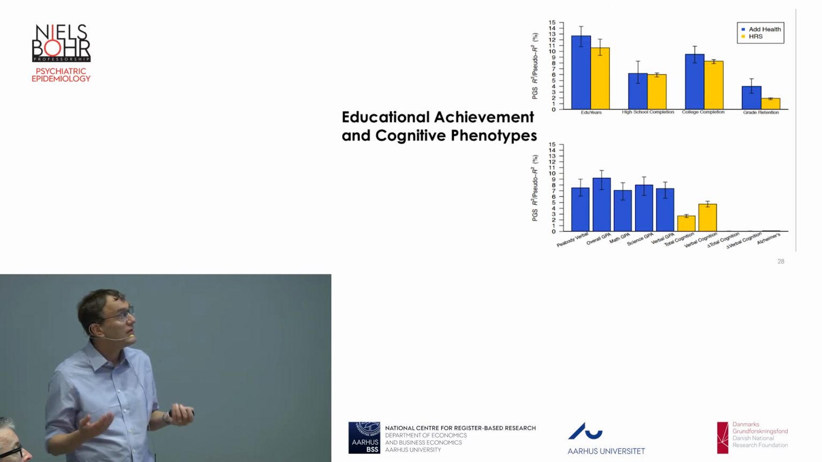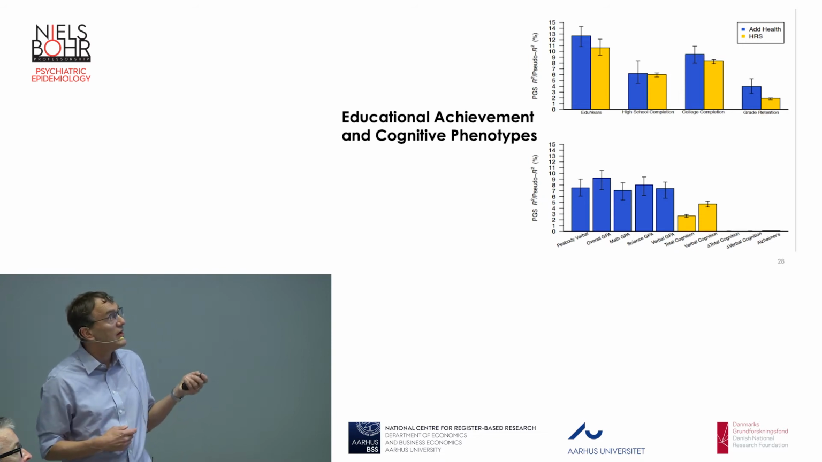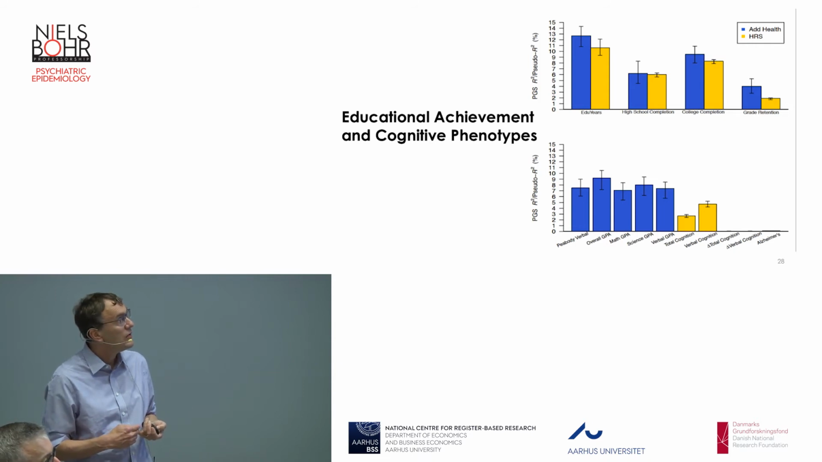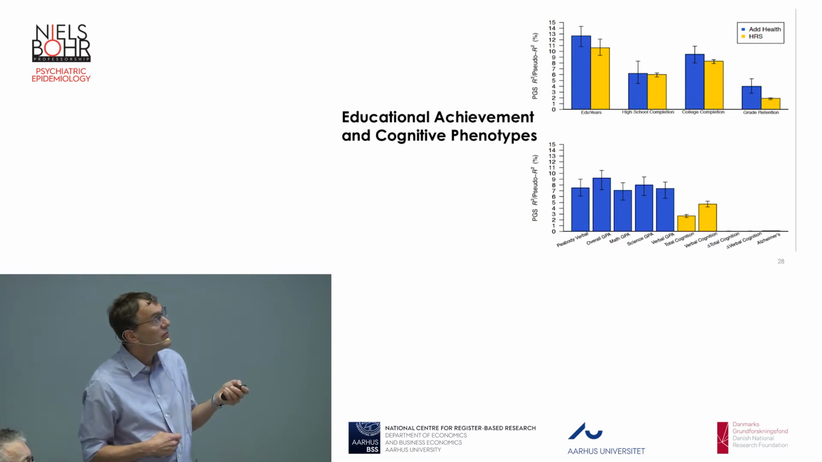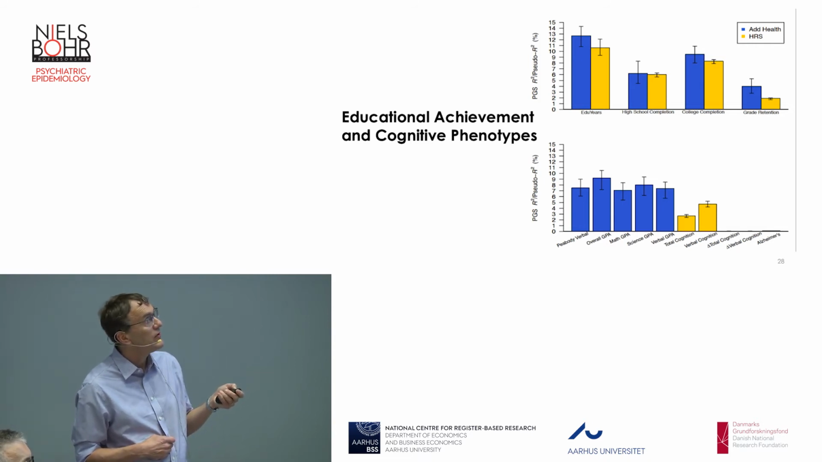You can also look at educational achievement, how well kids do at high school, for example, or other cognitive phenotypes they may have measured. So here again we have the education years itself, for which I showed you the results, which were 12 and 11% or so. Here we have whether or not kids completed high school. The predictor explains about 5% of the variance there.